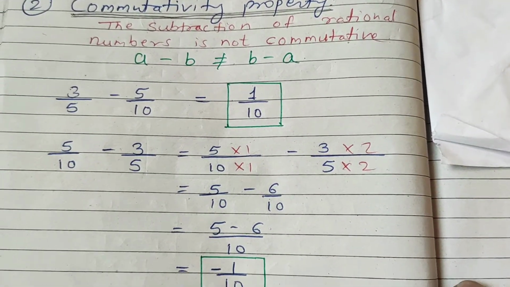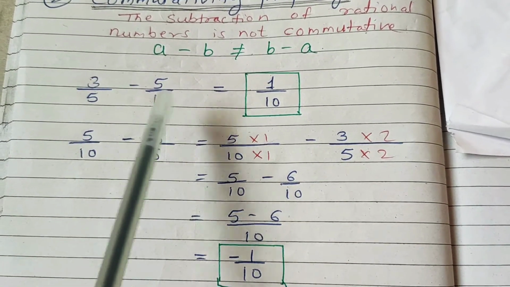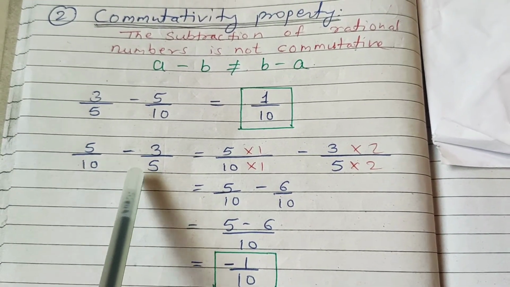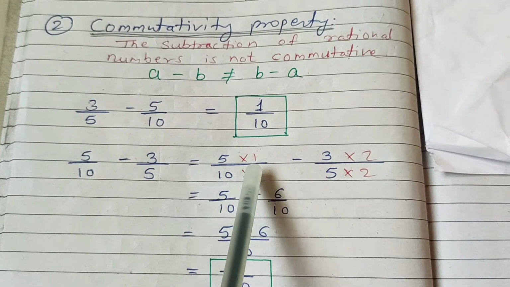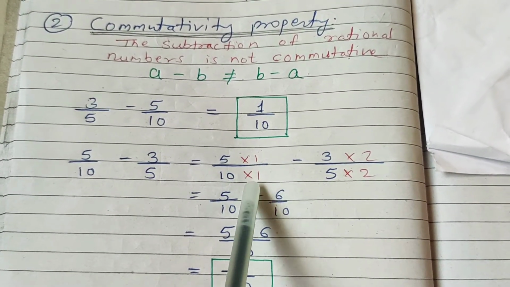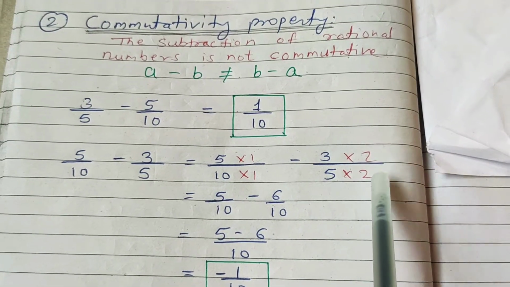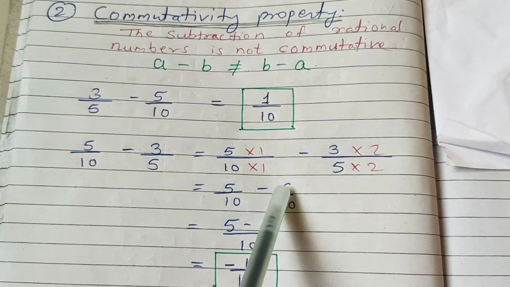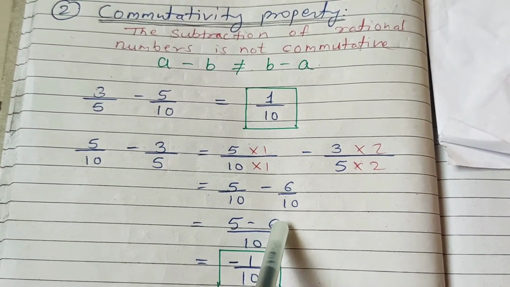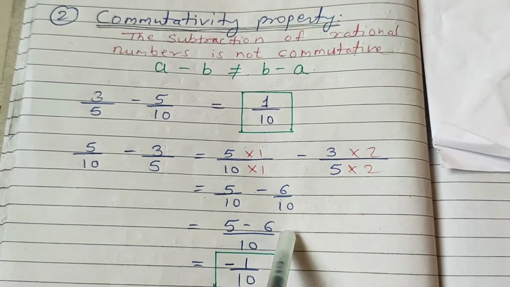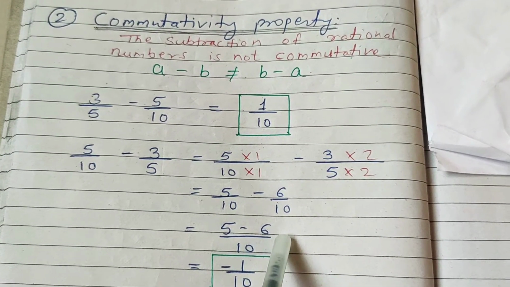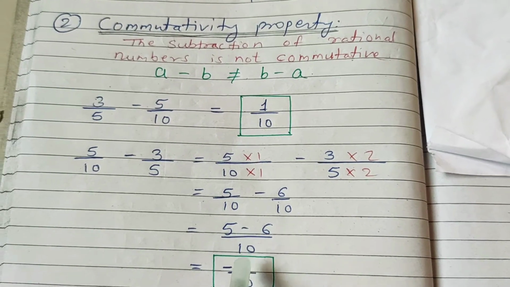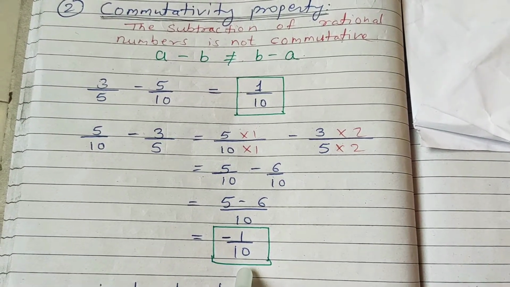Now see what will happen if we change the order of these numbers for subtraction. First we have taken 5 upon 10 minus 3 upon 5. The denominators are not the same, so we have taken the LCM of 5 and 10. It is 10, so the first number is multiplied by 1 to both numerator and denominator, and the second number should be multiplied by 2 to both numerator and denominator, right? So it is 5 upon 10 minus 6 upon 10. So it means 5 minus 6 upon 10. Plus minus will be minus and the sign of the greater number. Therefore, 6 minus 5 is 1, but the sign will be minus. So minus 1 upon 10.